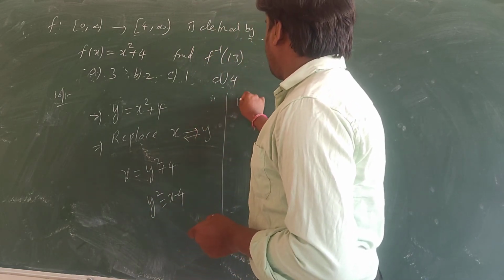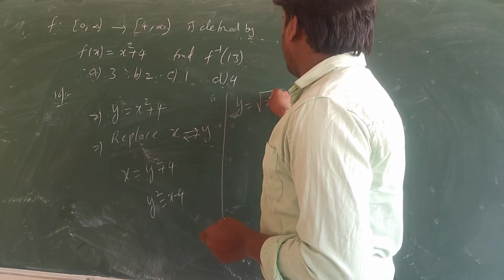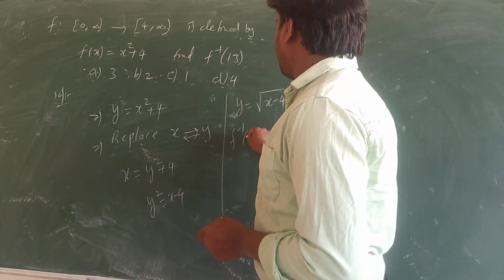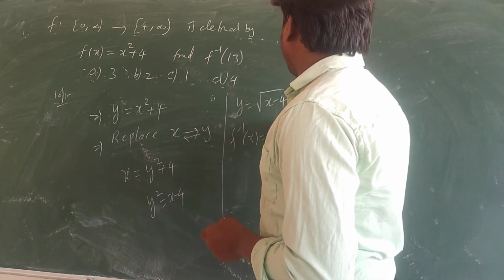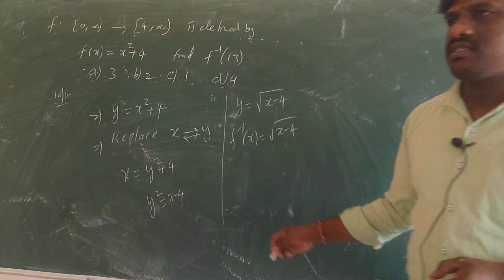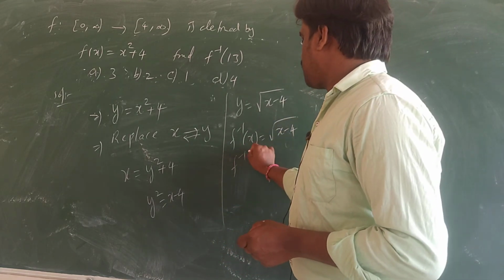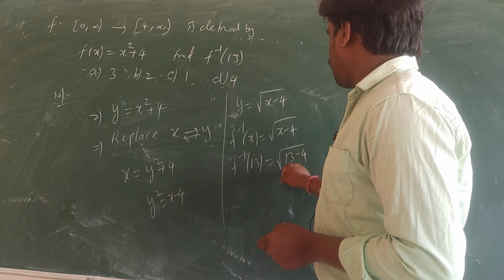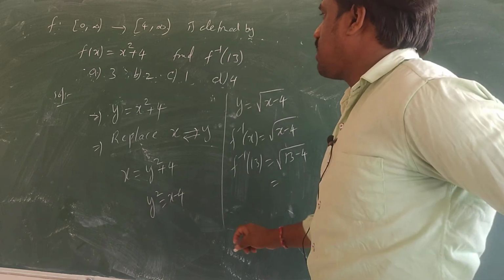Then y is equal to what you get here? Under root of x minus 4. So f inverse x is equal to under root of x minus 4. What are they asking? f inverse 13. So f inverse 13 is equal to square root of 13 minus 4, which is square root of 9, that is 3.